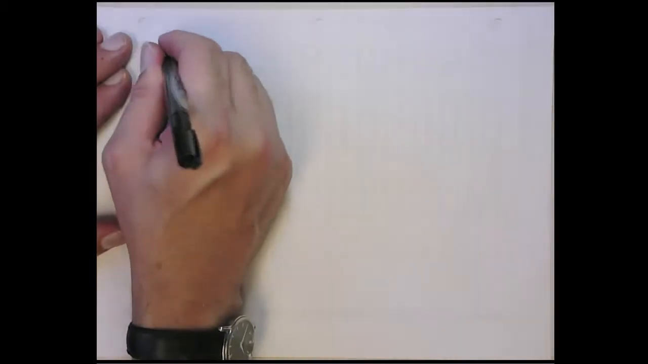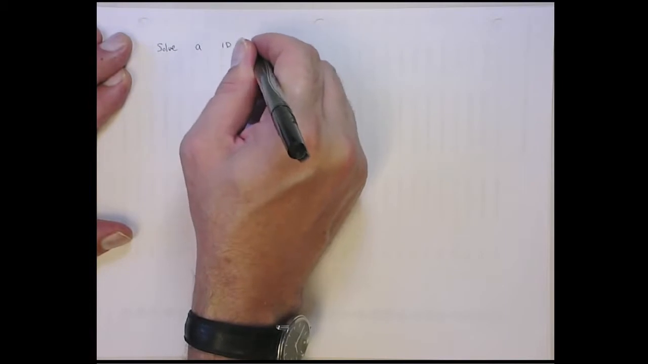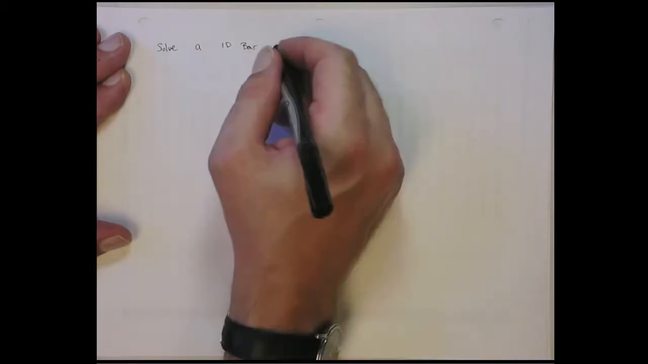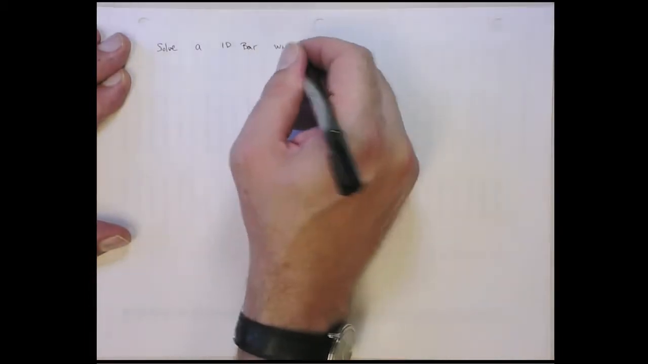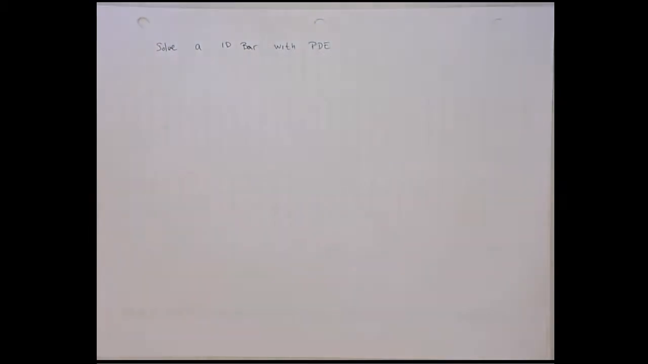But anyway, what we're going to try and do here is solve a 1D bar problem, one that you would typically do in a mechanics and materials class, a sophomore level class, by using a mechanics and materials approach. But we're going to use a partial differential equation approach to sort of illustrate the way a finite element code would go about solving such a problem as opposed to a mechanics and materials approach.